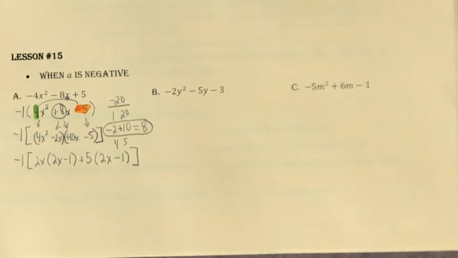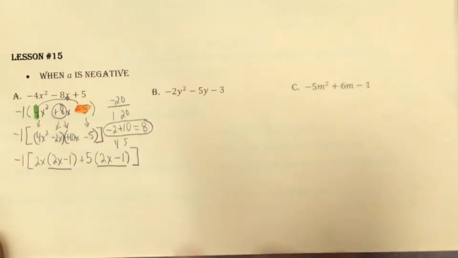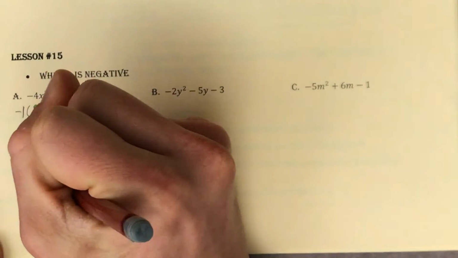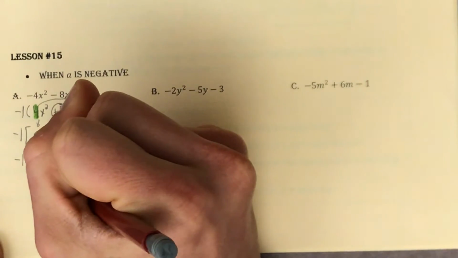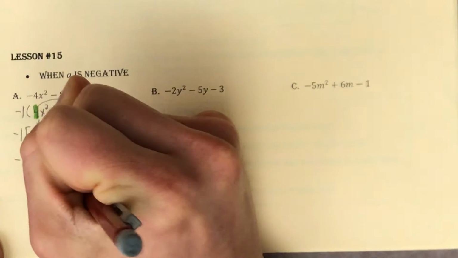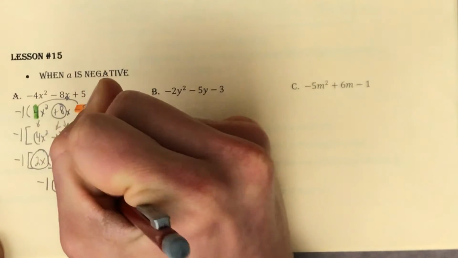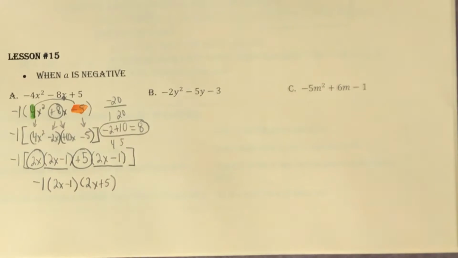Now, if we did this correctly, we should have the same things in parentheses, which we do, 2x minus 1. So now we need to bring down the greatest common factor of negative 1. There's our first number. Our second thing we put is the first parenthesis, which is 2x minus 1. And then our second parenthesis is what's left over, which is 2x plus 5. And there is our answer.